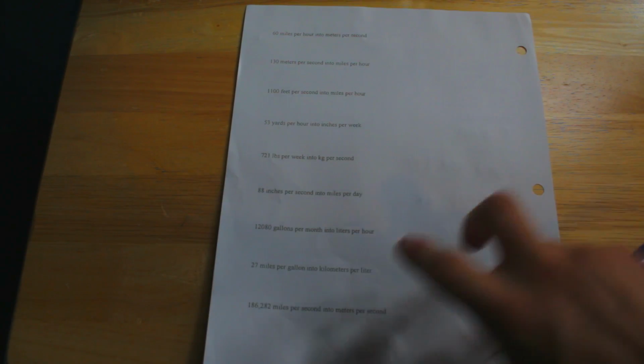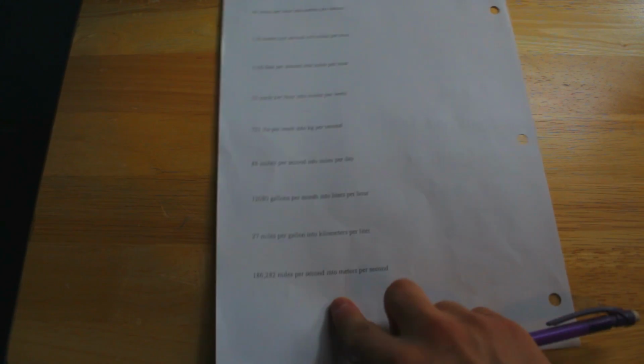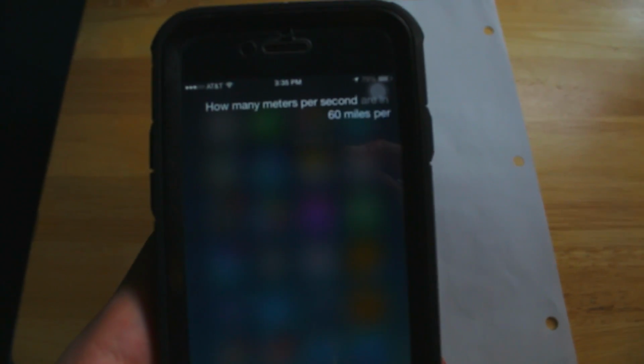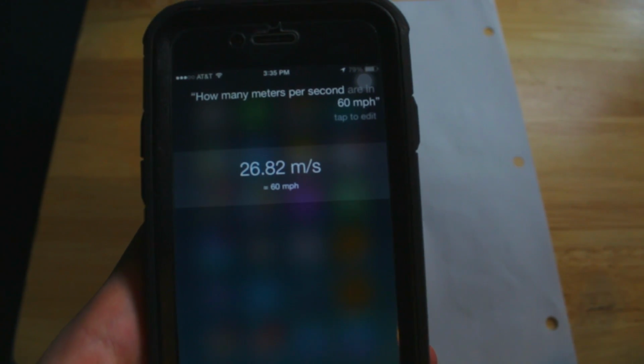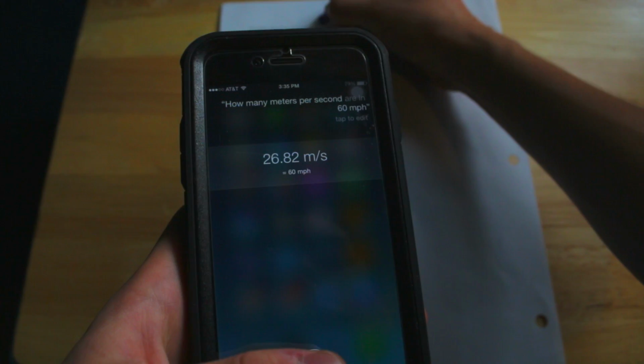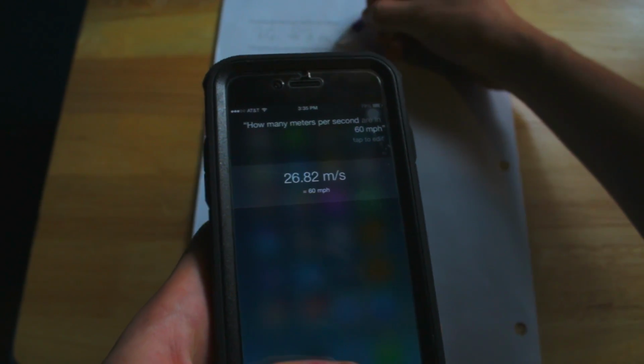All right, so this is my math homework, and there's conversions in the front. As you can see, I kind of finished the whole front, but I did that with Siri. So let's, number one, asks 60 miles per hour into meters per second. Hey Siri, how many meters per second are in 60 miles per hour? That would be 26.82 meters per second. 26.82 m per second.